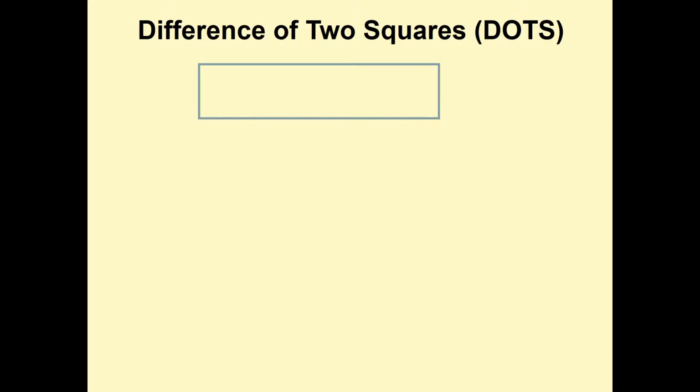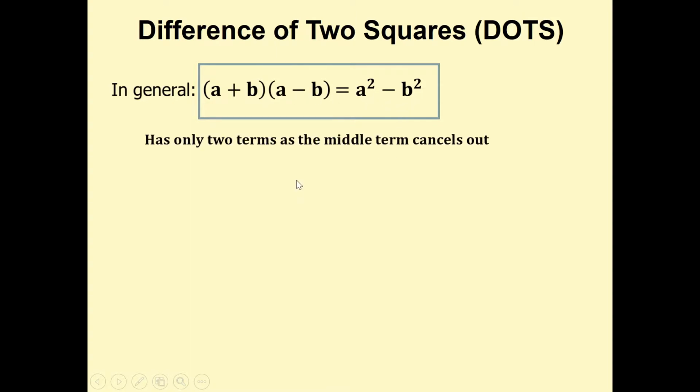And we can also look at difference of 2 squares. In this case you'll only have 2 terms. So in general, a plus b into a minus b is simplified to a squared minus b squared. So minus in mathematics means difference, and then I've got the 2 square numbers here, hence the name difference of 2 squares. So a plus b into a minus b is same as a squared minus b squared. So in this case, it has only two terms, as the middle term cancels out.